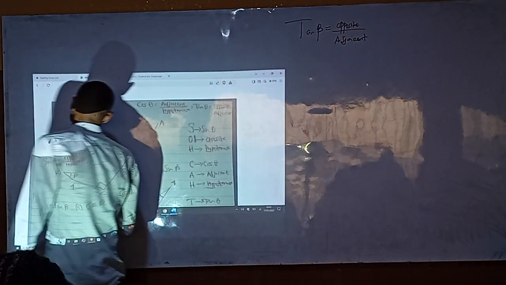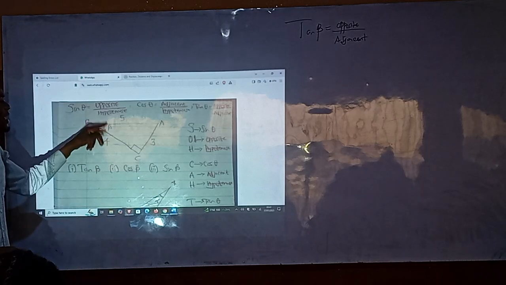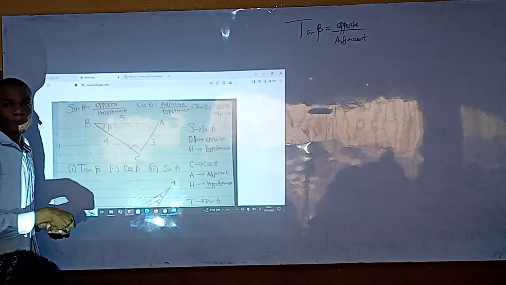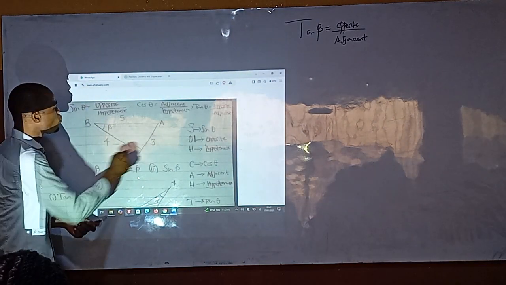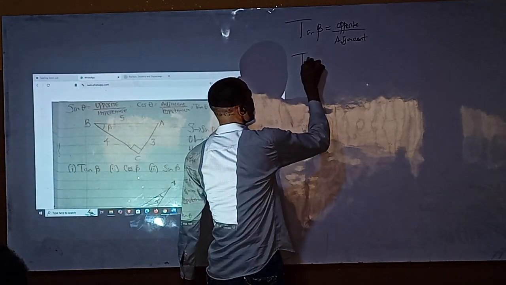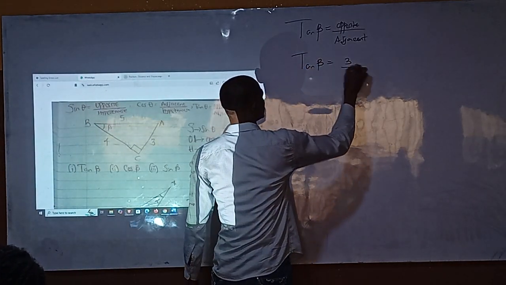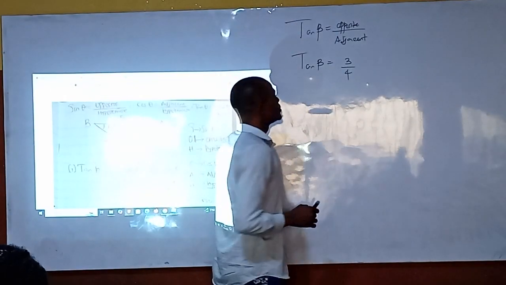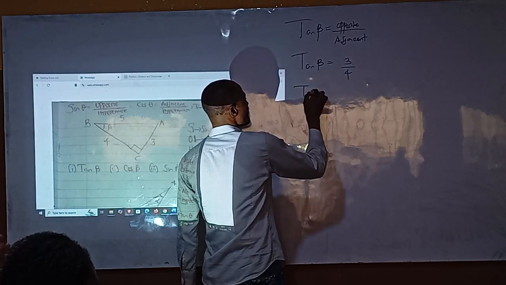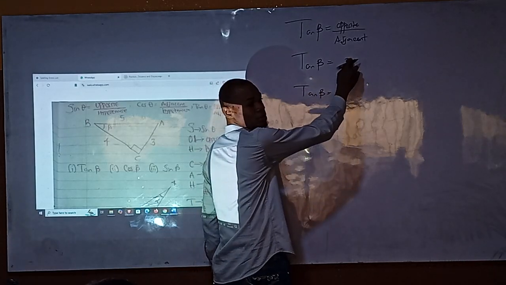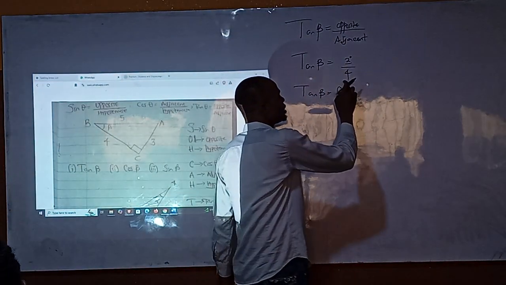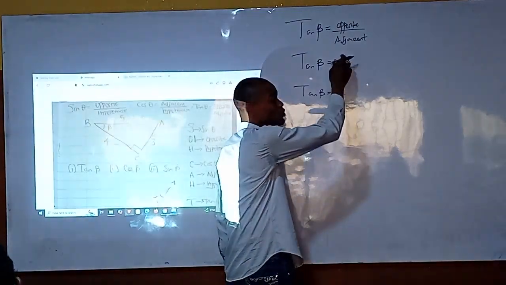The question says we should look for tan beta. Where is my opposite value here? The value of opposite is 3. Where is my adjacent value? 4. So tan beta equals 3 over 4. Now you divide this. 3 over 4: 4 cannot go into 3, so I write 0 point, and put 0 here, making it 30.